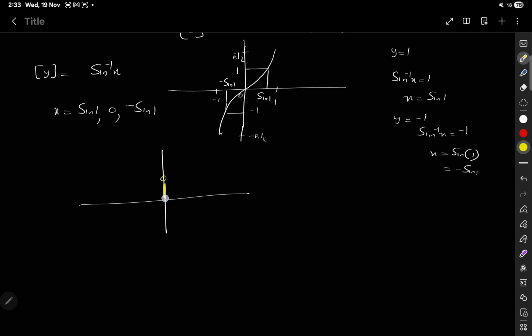So graph will be like this, correct? Now at sin 1, what is happening? It is 1. So 1 to 2. This is 2, this is 1, 1 to 2. Okay, minus sin 1, what is happening? It is minus 1. Minus 1 means minus sin 1. So like this, okay. This is minus 1. Clear? So that's the graph. So I hope it's clear.